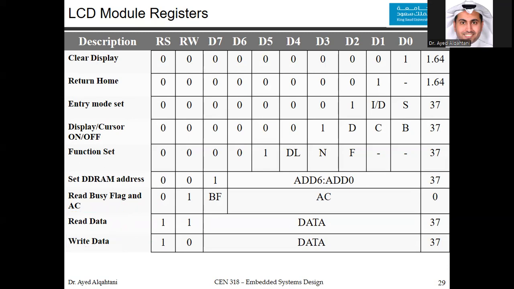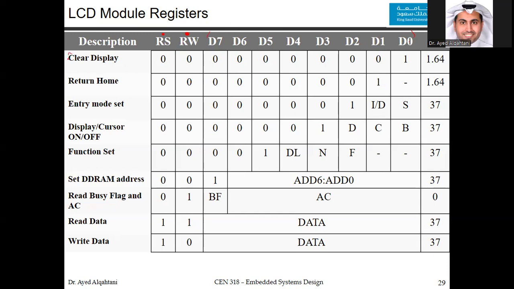Now let's describe each one of them to understand. If you look at the first row here, we have the RS and the RW. And then we have from D0 all the way to D7, which is 8-bit. And we have here the time, which is the time for the instruction to be executed in nanoseconds. Now let's look at it.